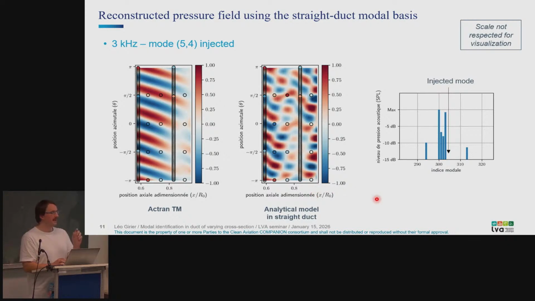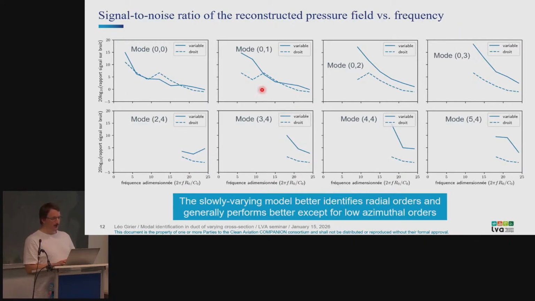Oh, sorry, just before that, I have another slide to show you what the result would be if we had used the classical duct modes without the geometry variation. So if you use the classic duct modes, we are unable to retrieve the correct order that was simulated, and the reconstructed pressure field is very bad. Because in fact, we don't account for the possibility of a transition in this case, so it is unable to retrieve such a pressure field.